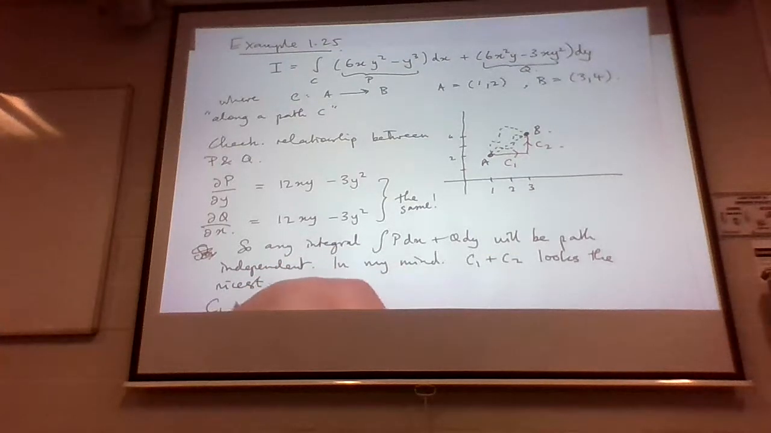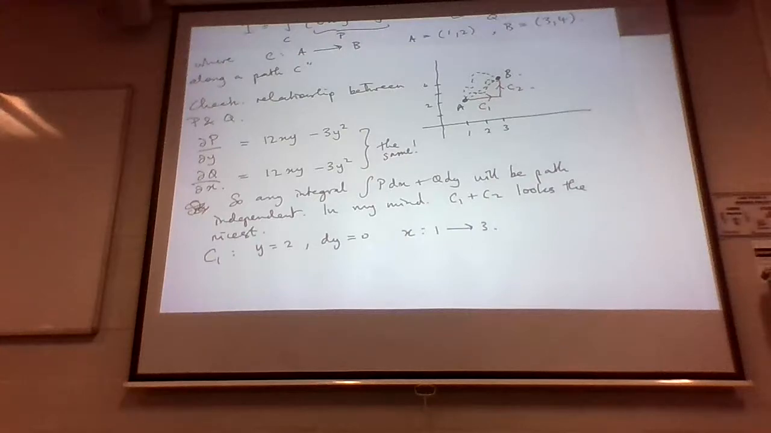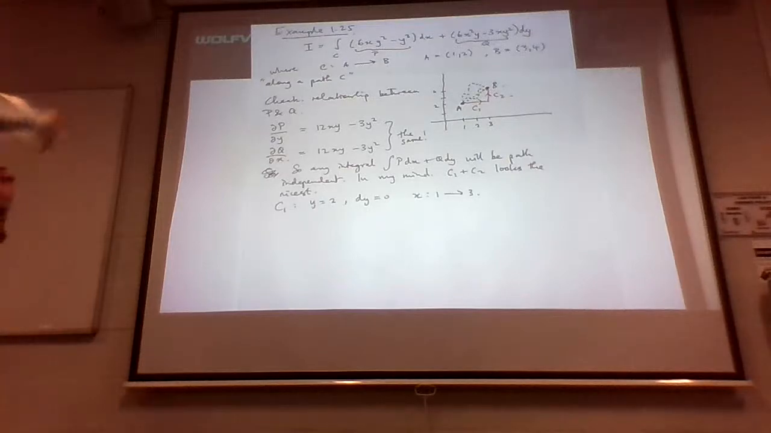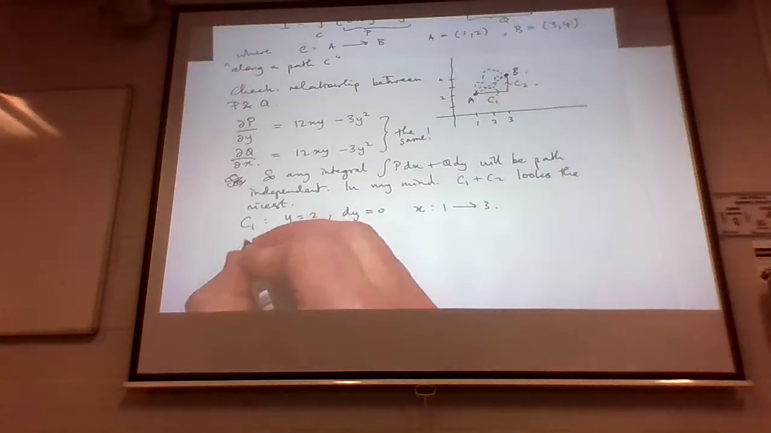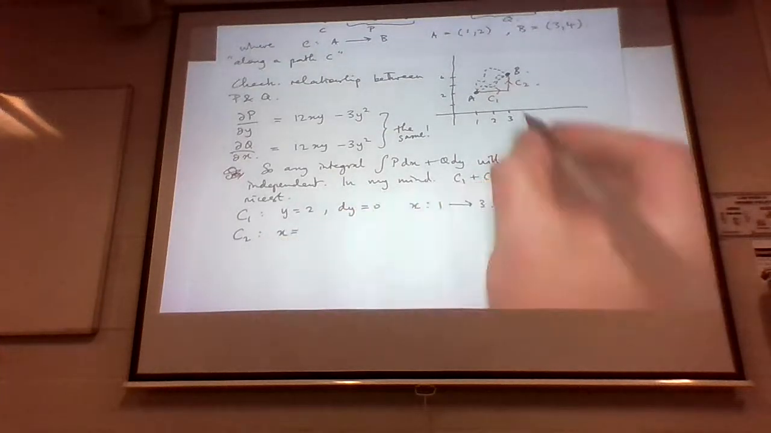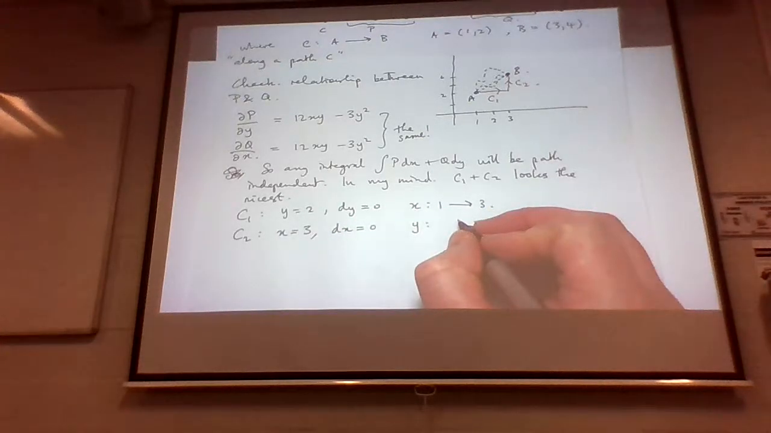Because along C1, y is held constant at 2, so the differential dy is 0, and x proceeds from 1 up to 3. It's very easy to say what x and y are doing, even easier than on the straight diagonal line between A and B, where there'd be some non-trivial relationship between x and y. And on C2, it's just as easy. X is held constant at 3, so dx is 0, and y proceeds from 2 to 4.